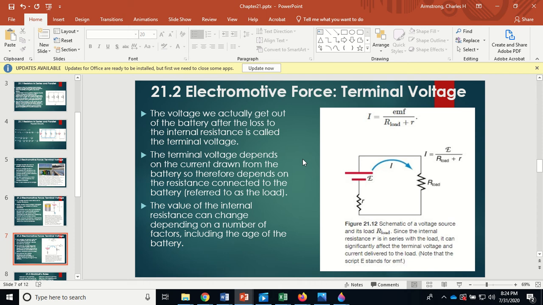And other things too, like someplace I read it could depend on which direction the current's going through, and it could change based on the amount of current too. So it's not an ohmic value, it's not ohmic.